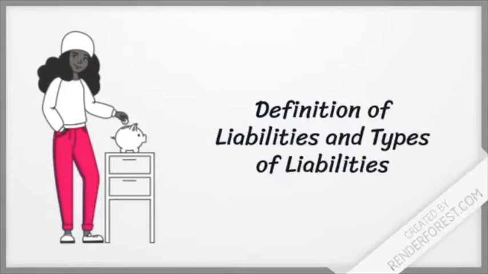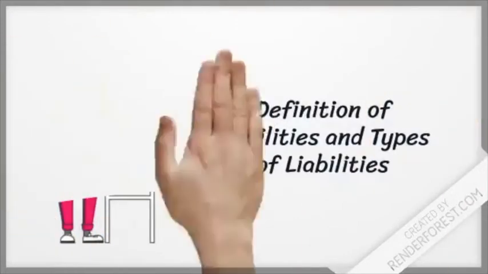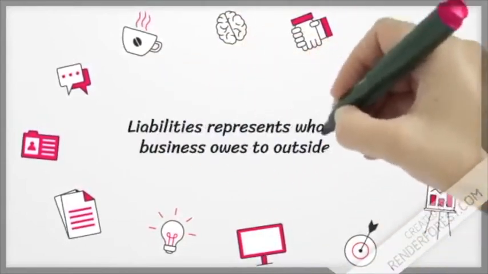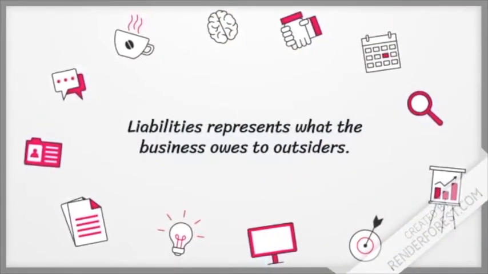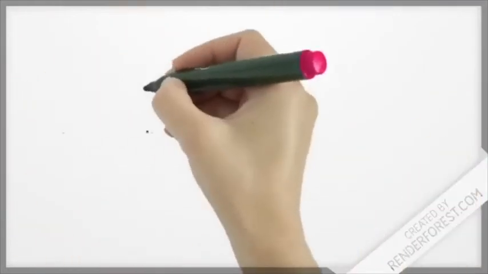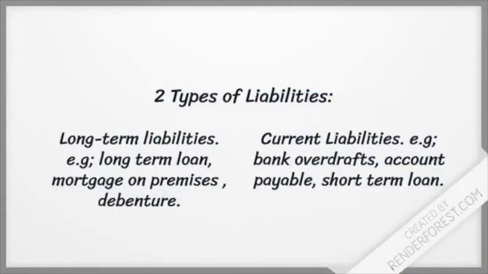Next up, the definition of liabilities and types of liabilities. Liabilities represent what the business owes to outsiders. Simply put, it is a debt. There are two types of liabilities. The first one is long-term liabilities and the second is current liabilities.